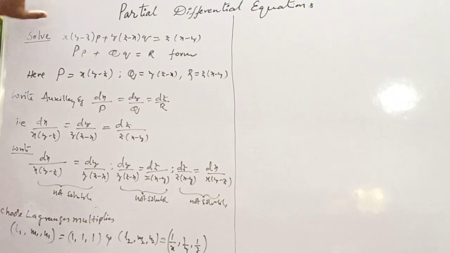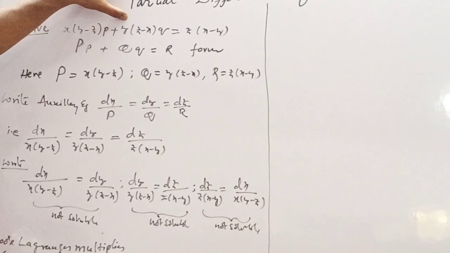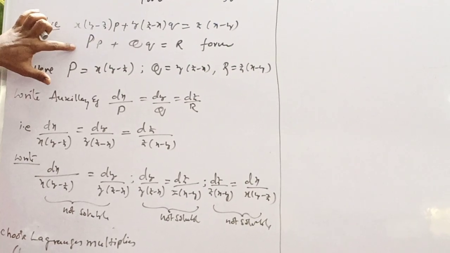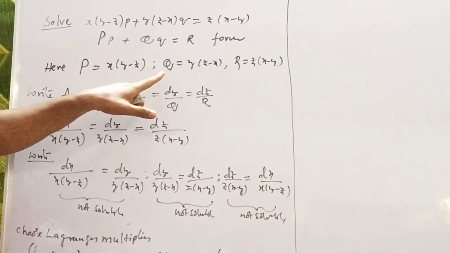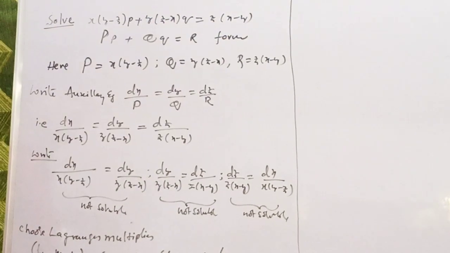Solve x(y - z)p + y(z - x)q = z(x - y). So it is Pp + Qq = R form. Here P is x(y - z), Q is y(z - x), and R is z(x - y). Okay.